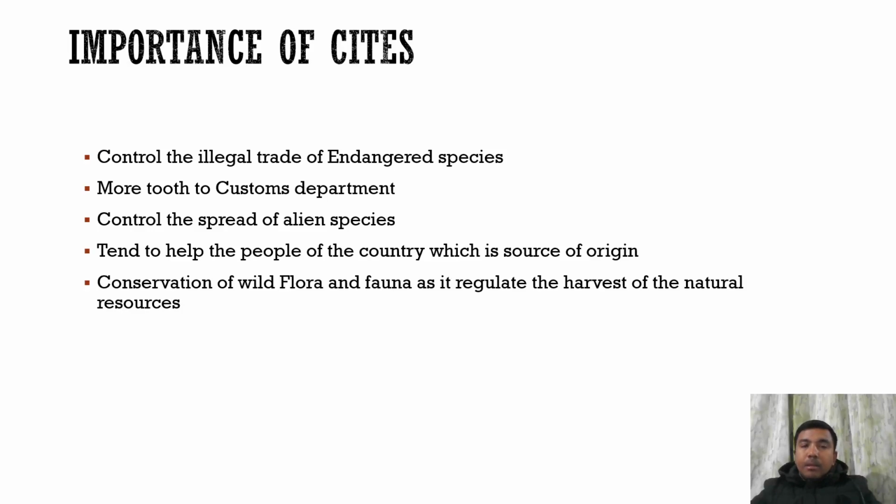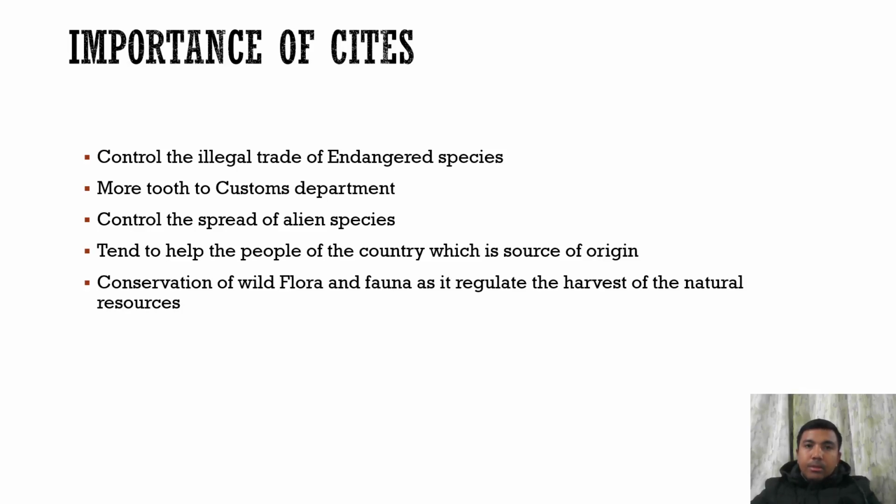So to sum up, why CITES is important, as we have spoken, it tends to control the illegal trade of endangered species. It gives more strength to the customs department because the export and import will take place by some airports or ship ports. So the customs department will have a framework for detaining, seizing, or initiating any legal action for transportation, export or import of endangered wild animals or plants.